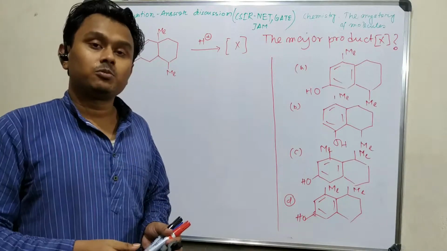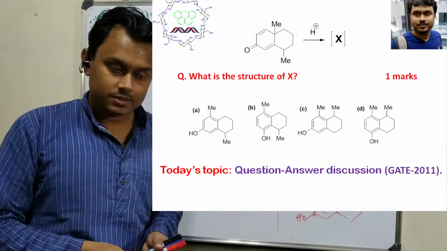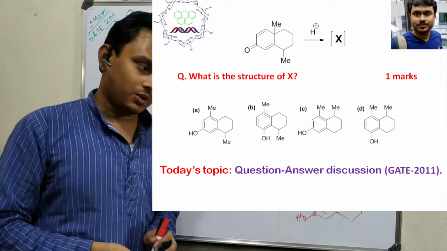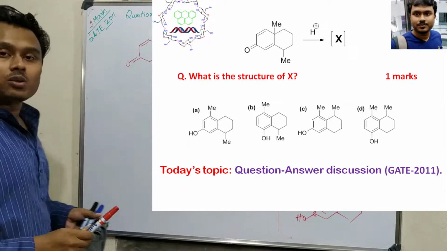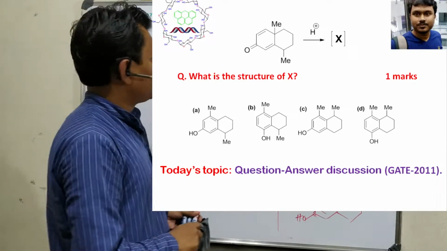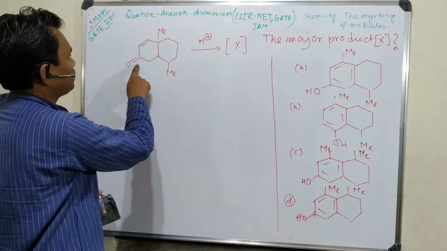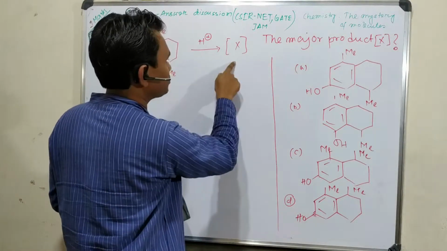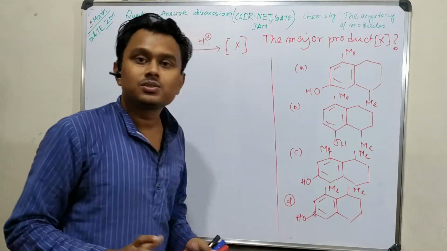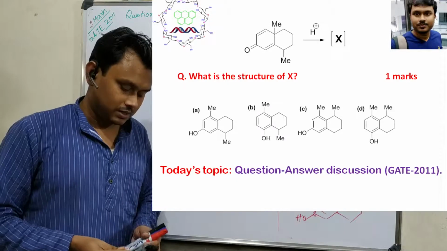You are welcome to my channel Chemistry and History of Molecules, and today we will discuss a question which came in the GATE exam 2011. It's a 1 mark question. The question is: in the presence of acid, what happens to this molecule? It transforms into X, a major product. What is the correct structure of the major product?